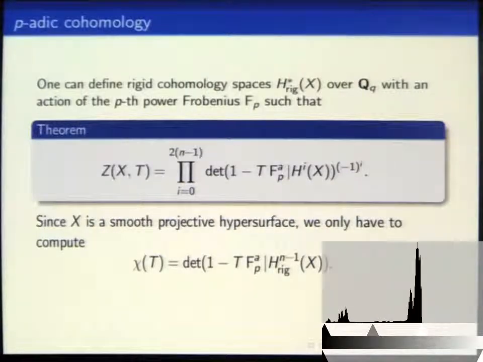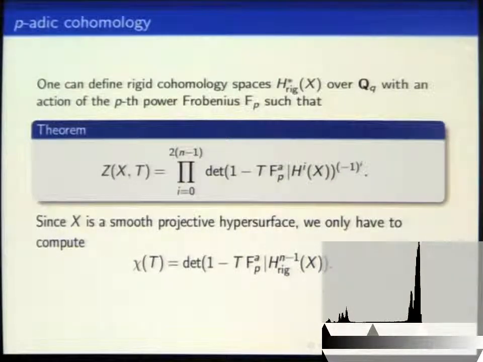There's an action of the p-power Frobenius, which is very important because as a vector space, you know its dimension, you know what it is, but the important thing is the action of the p-power Frobenius map on it, such that you have the following Lefschetz formula. Z is given by the product of these characteristic polynomials. So maybe I should explain a bit.